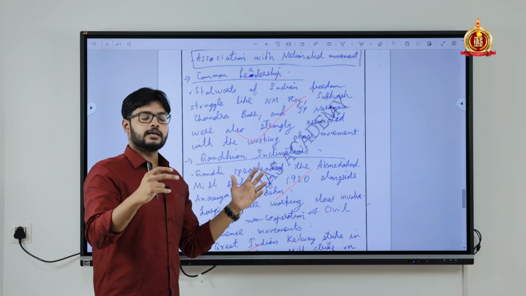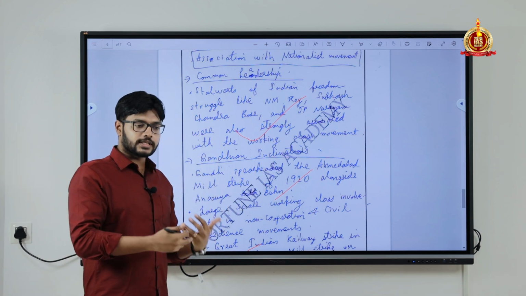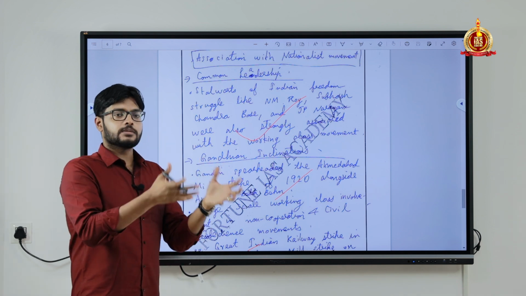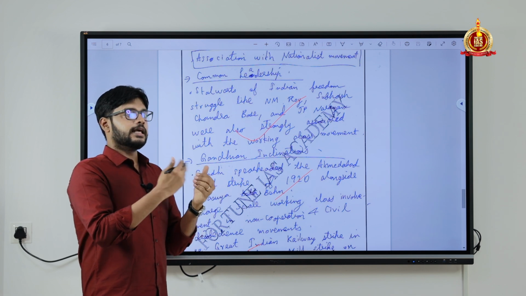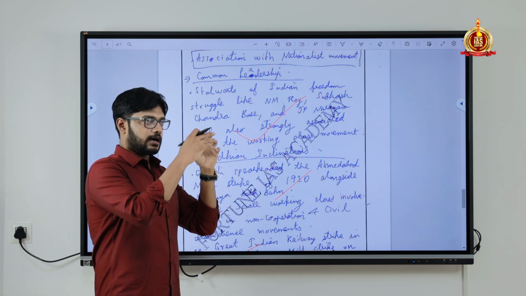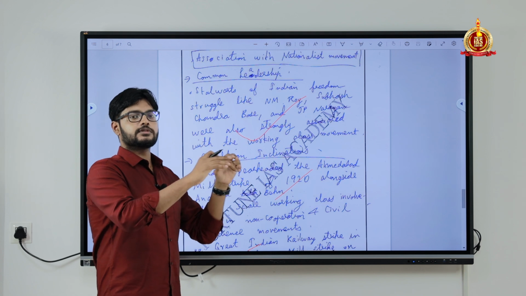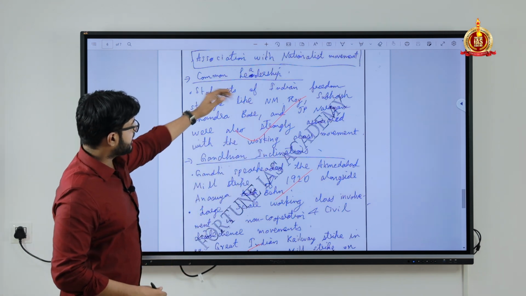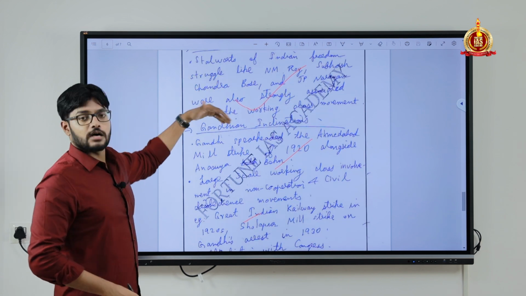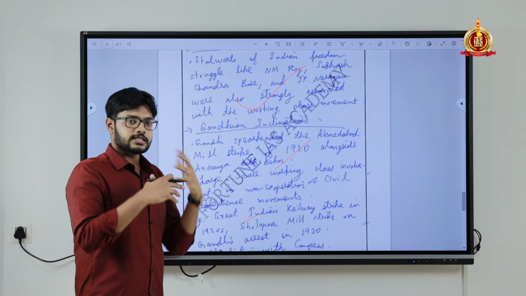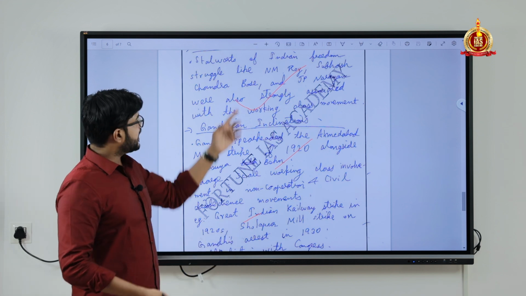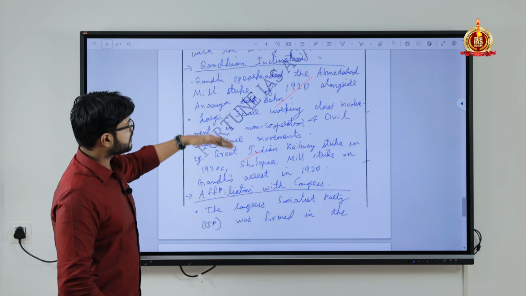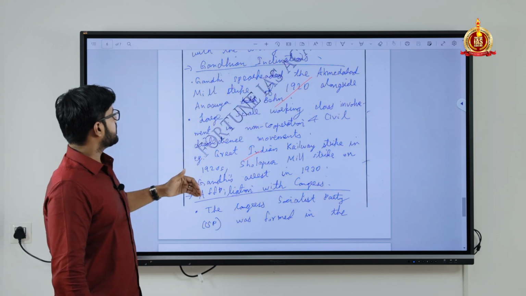Apart from the subheading, he also makes sure that when the examiner reads the major part of the body, they know what to expect. Apart from the subheading, he gives a direction, he gives a signpost in his answer. Common leadership. Our examples, please remember, examples are very important to substantiate your point, and he has done that. Gandhian inclinations, there also he has given examples about Ahmedabad mill strike.